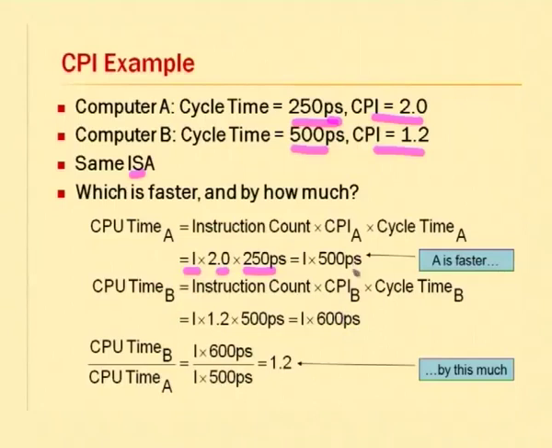Okay. So, now if we look at these two, we know that A is faster because A is taking less amount of time, I into 500 picoseconds. So, now I can find out how much faster it is, that is my speed up. We know that A is faster than B. So, I need to find out now the speed up of A with respect to B.